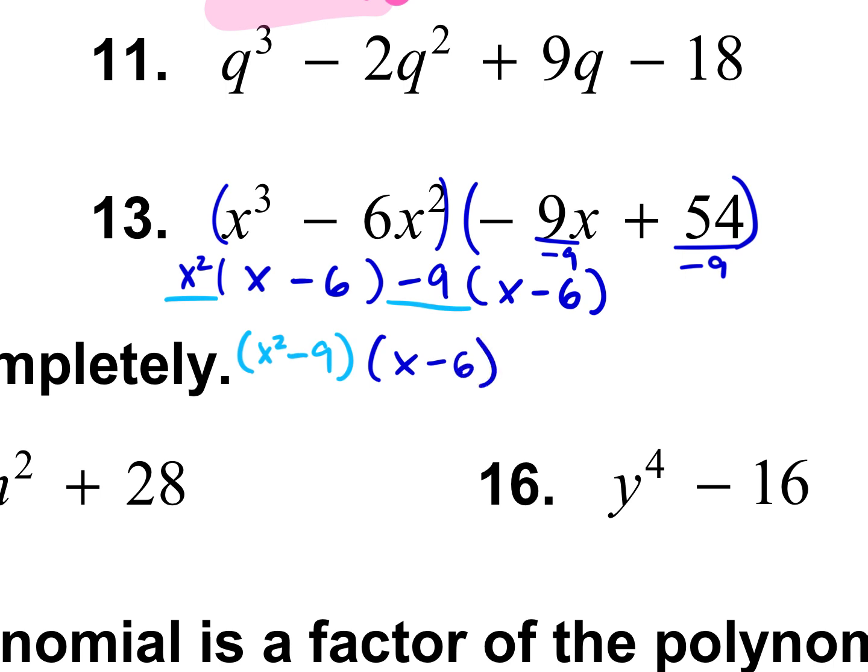Can this be factored anymore? Yes. Which part? The first part. What's special about it? Difference of squares. So what would it factor into? X plus 3 and x minus 3. The order doesn't matter. If you wanted to do minus first, that's fine. And then x minus 6. So this would be our answer.